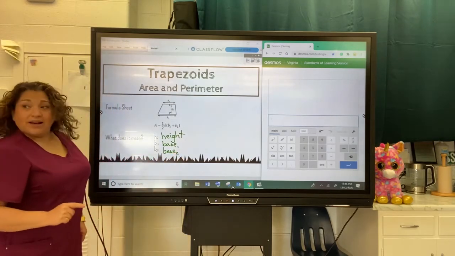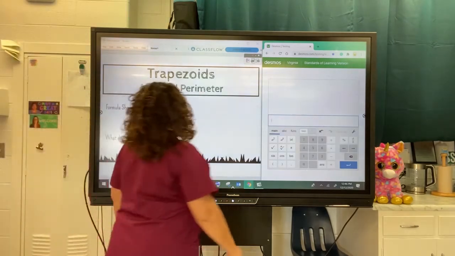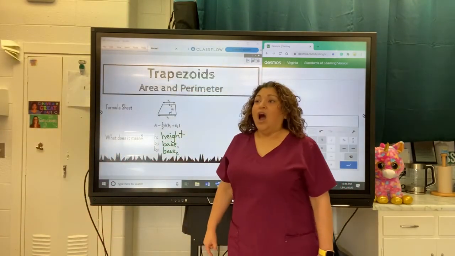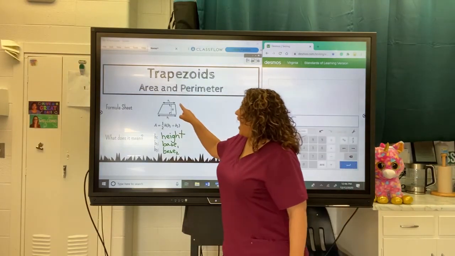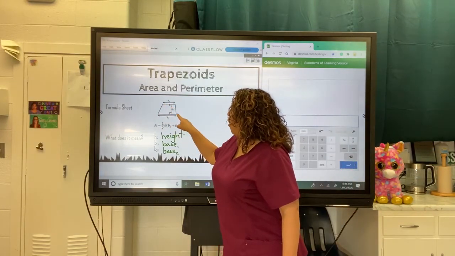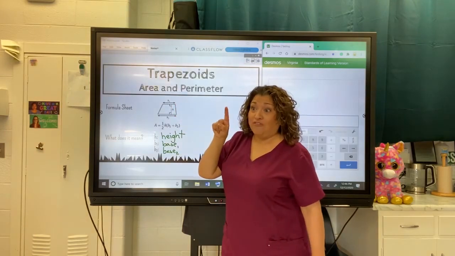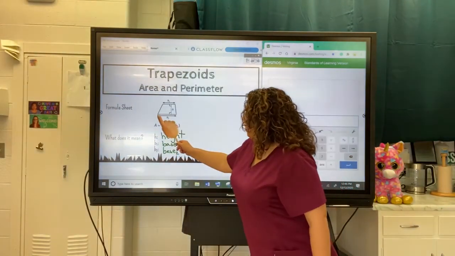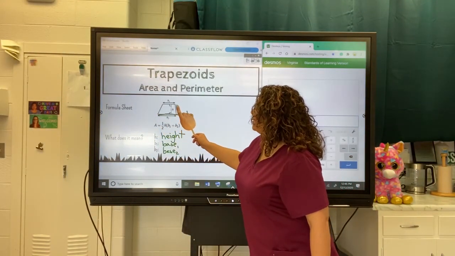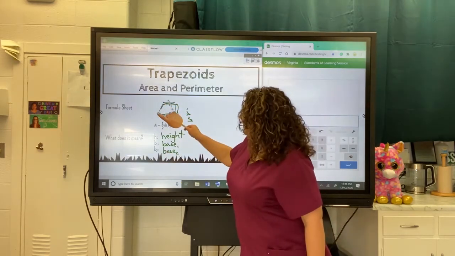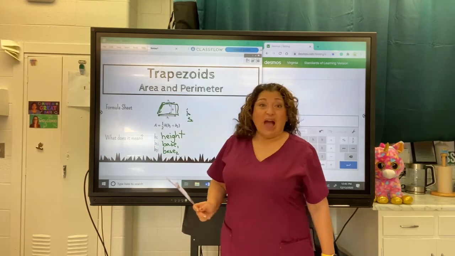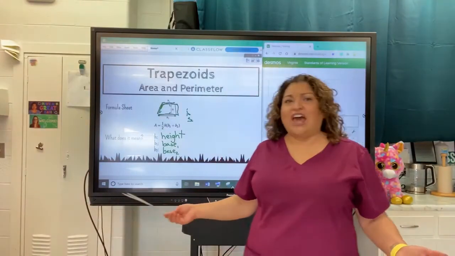Okay? I have a question. Yes, ma'am. What's your question? There's no formula for perimeter. What do we do? Well, if you wanted to find the perimeter, you would add all 4 sides using your finger, of course. Because perimeter, you need your finger. You would add this side plus this side, plus this side plus this side. That would be your perimeter. But you don't have a formula for it. You just add all 4 sides.